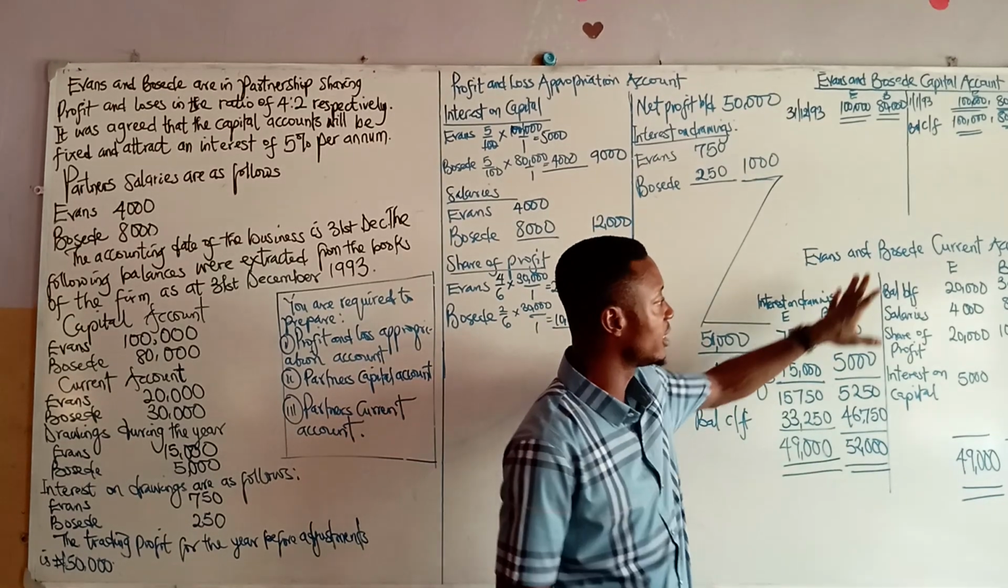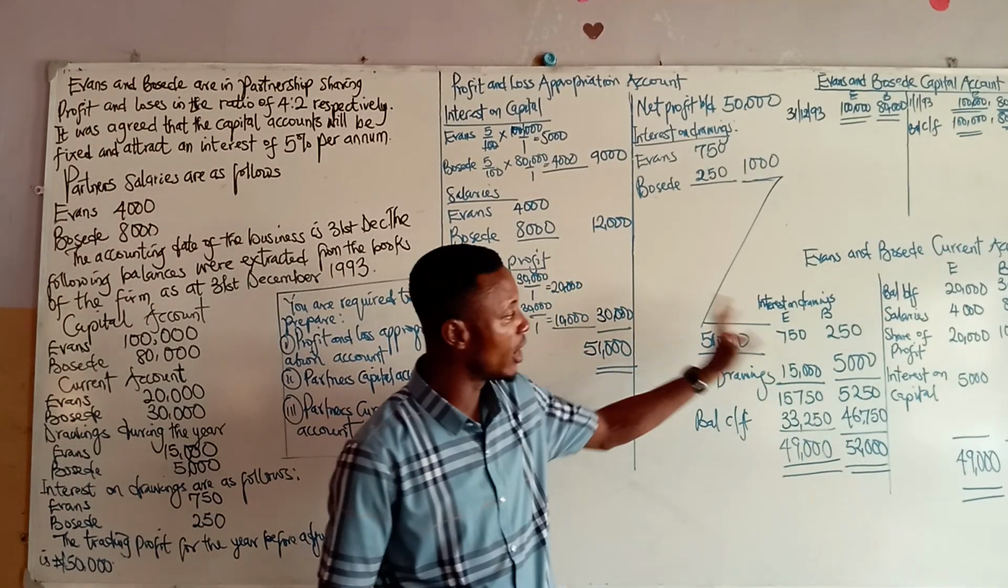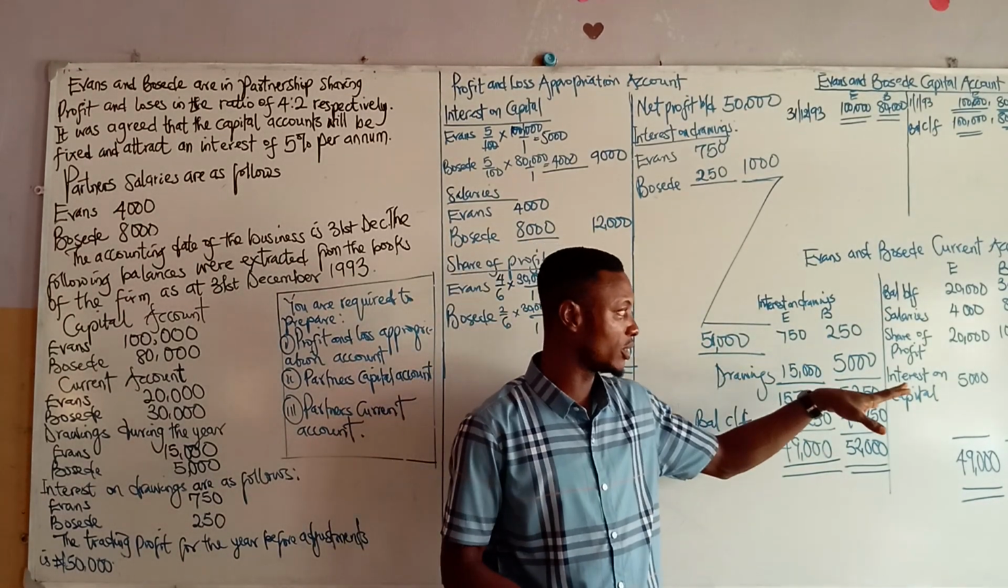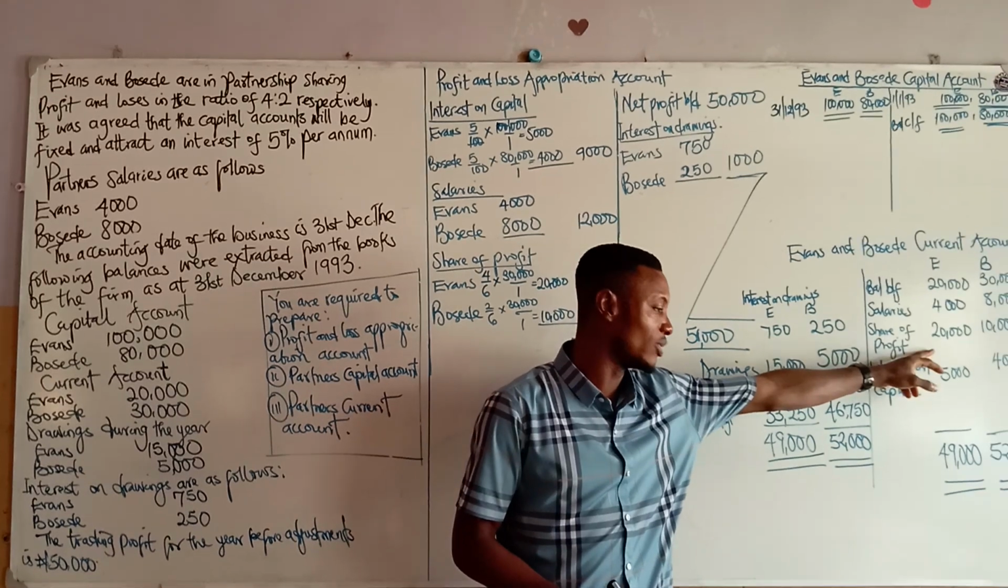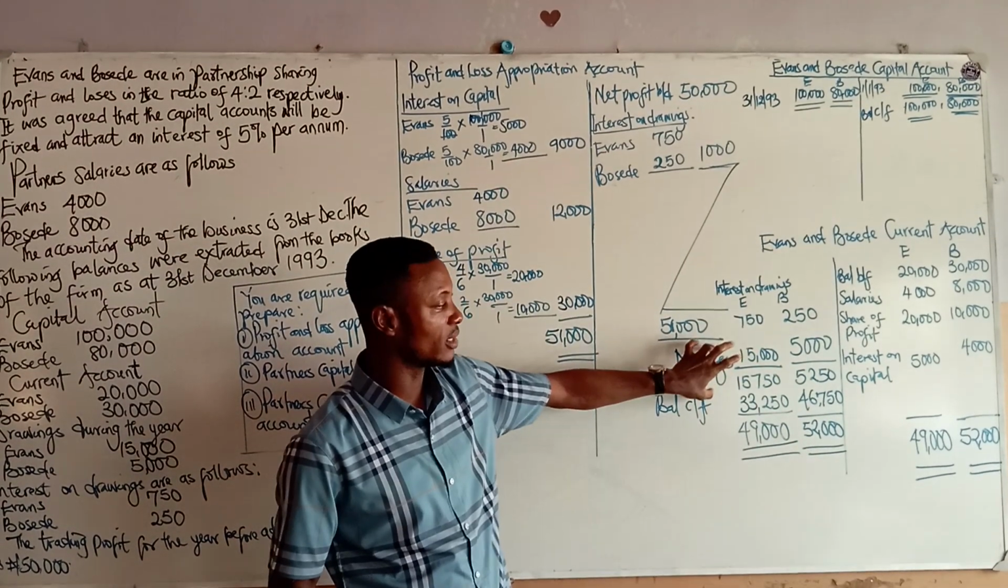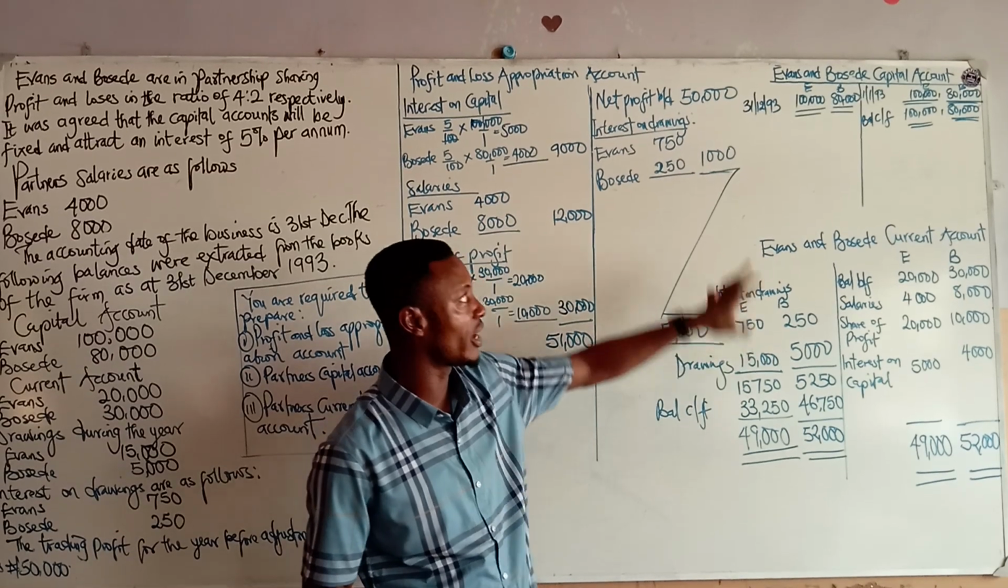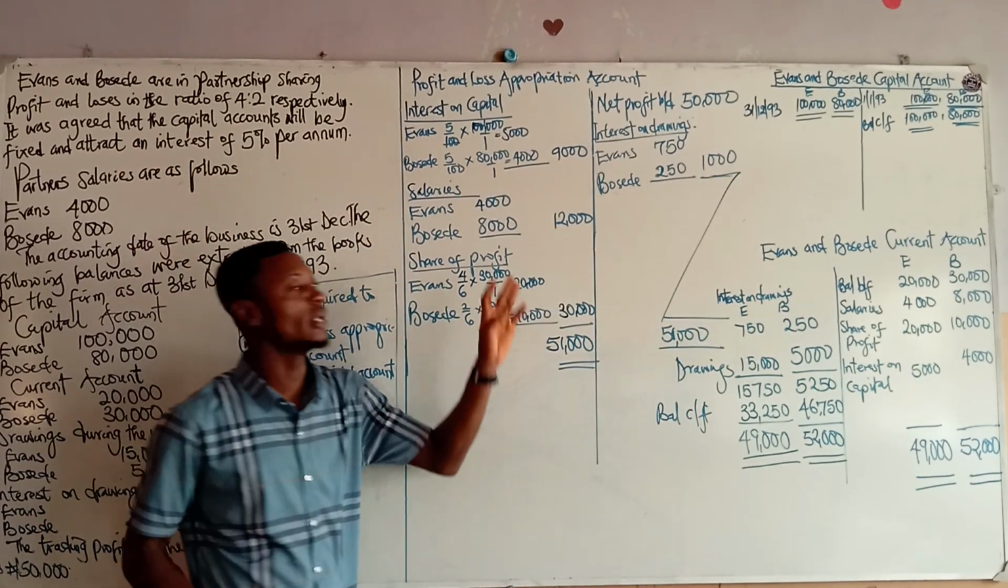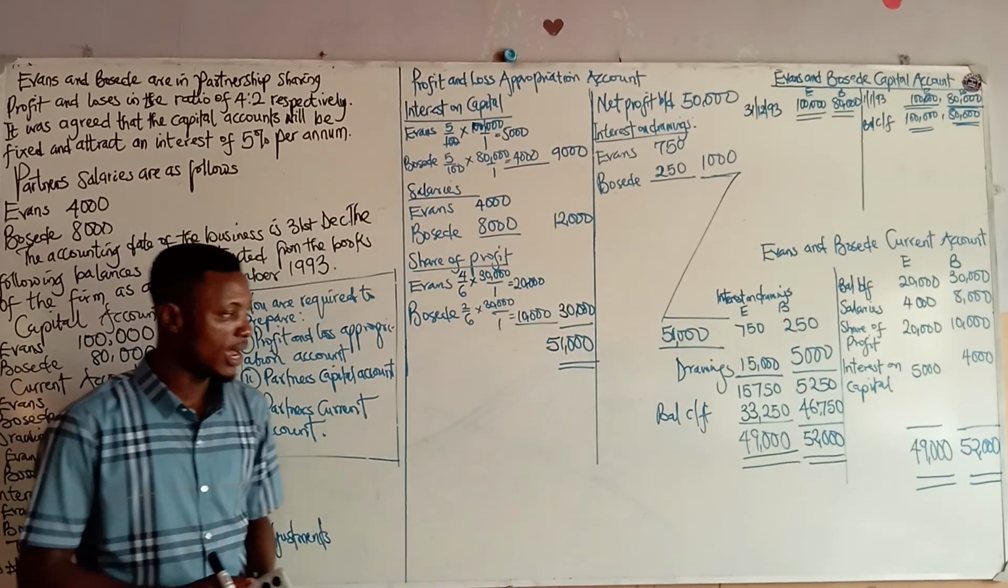Mind you, this is our current account for Evans and Boside. This is for all their earnings within this accounting year, and this was the expenses incurred within the accounting year. That is our capital account, and this is our appropriation account.